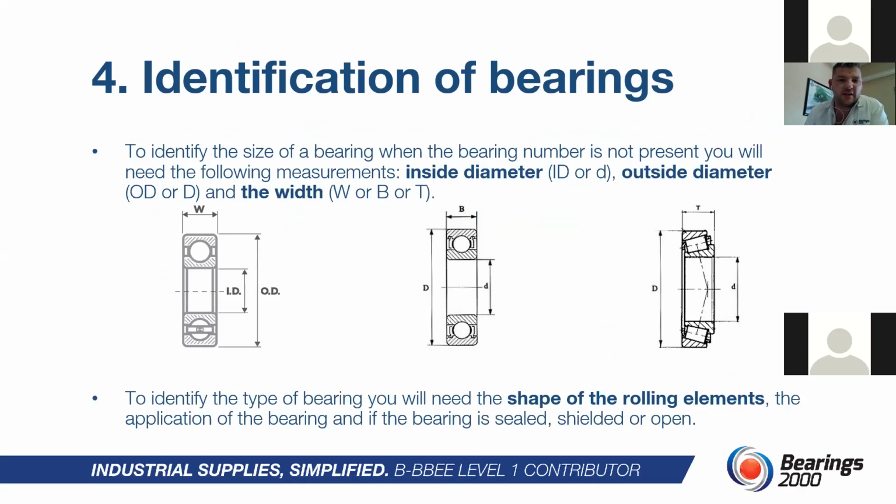Okay, so to identify the size of the bearing when the bearing number is not present, you will need the following measurements: the inside diameter of the bearing, the outside diameter of the bearing, and the width of the bearing. That alone obviously will not give you the type of bearing that you'll need. To identify the type of bearing, you'll also need the shape of the rolling elements. What will also help when you have experienced suppliers is the application of the bearing, and if it's a sealed, shield, or open type of bearing.